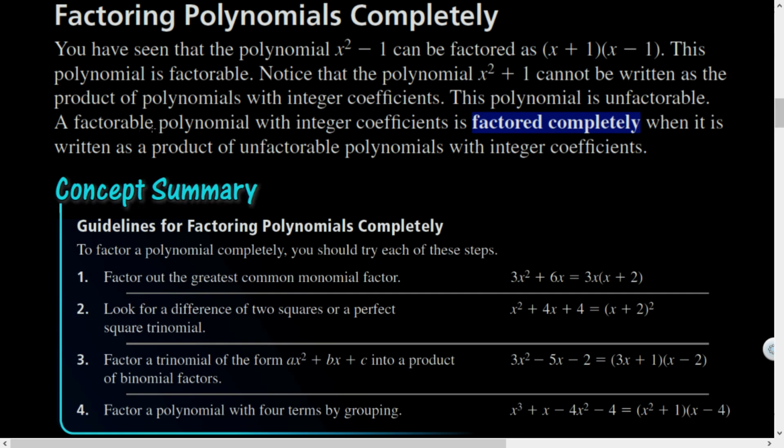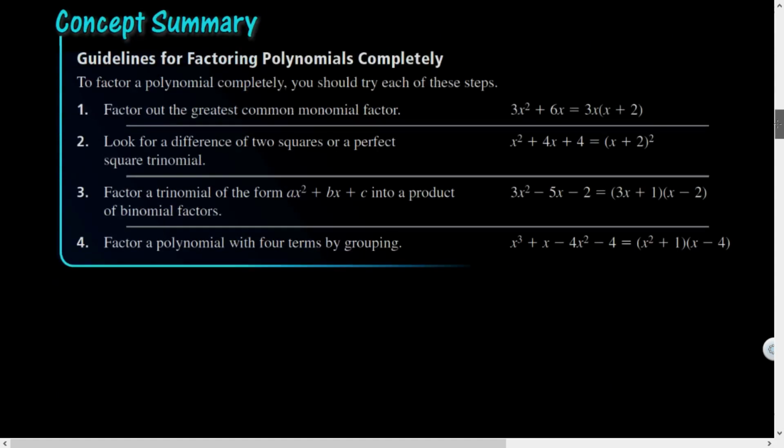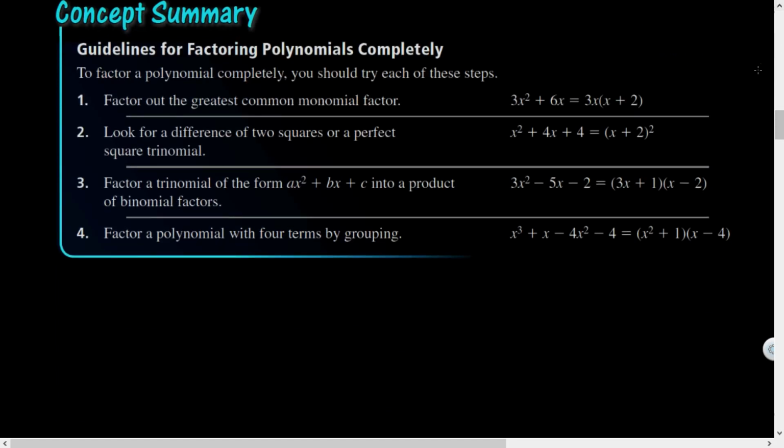All right, so a factorable polynomial with integer coefficients is factored completely when it is written as the product of unfactorable polynomials with integer coefficients. All right, what that means is it's been completely broken down beyond all breakdownability. Break it down. All right. In order to factor completely, this is a general strategy. This is a really great outline here.